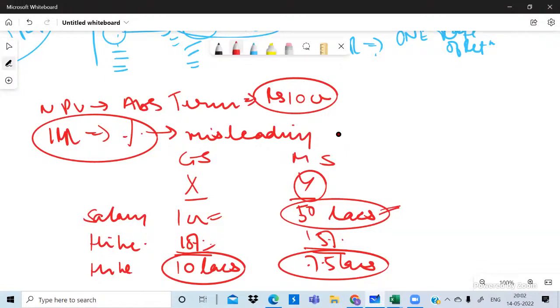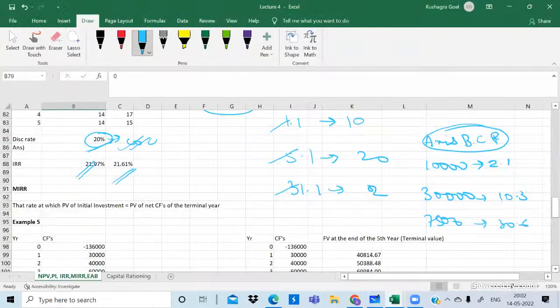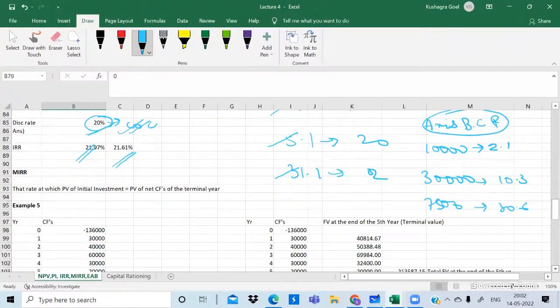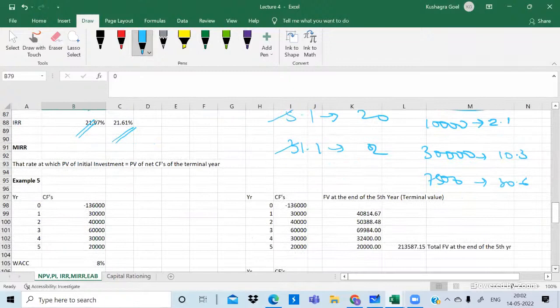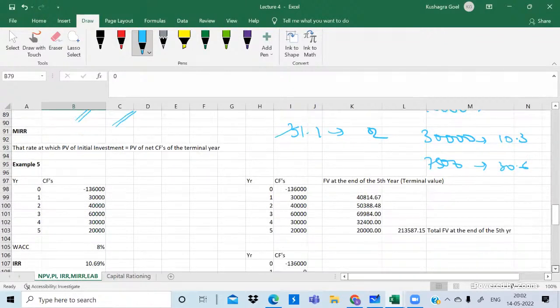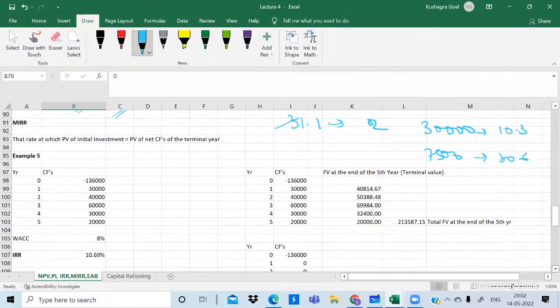Yep. So any other question with respect to NPV IRR before we move to MIRR, modified internal rate of return? Yeah. Any questions till here? Okay. Then let's look at MIRR.